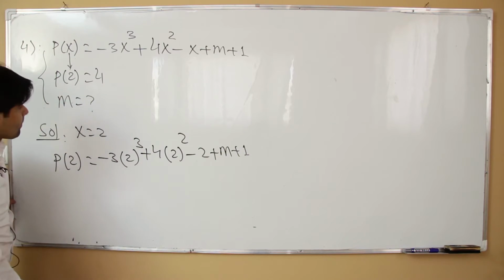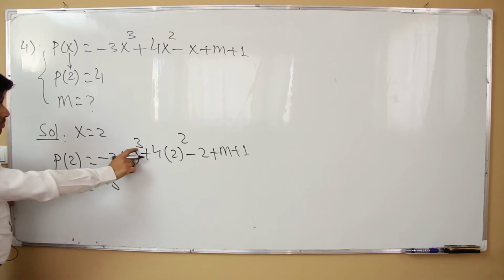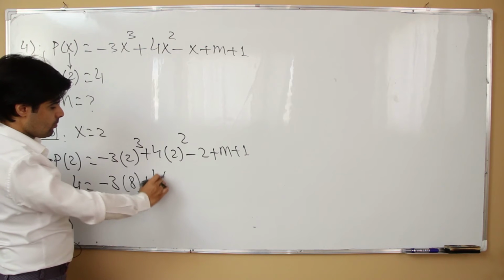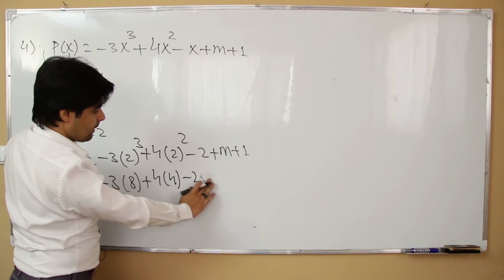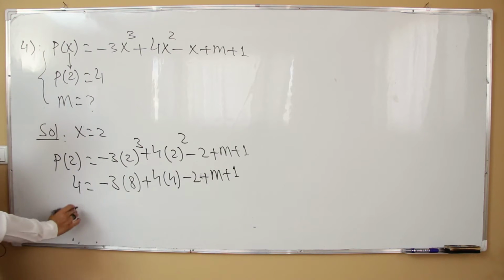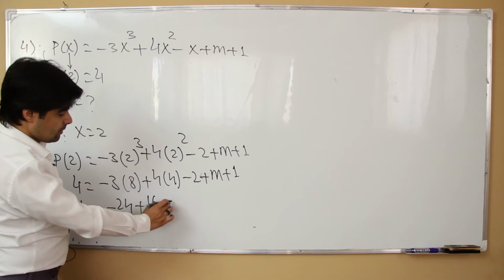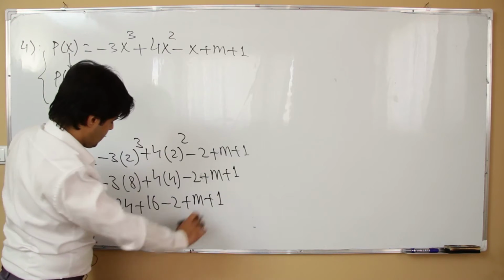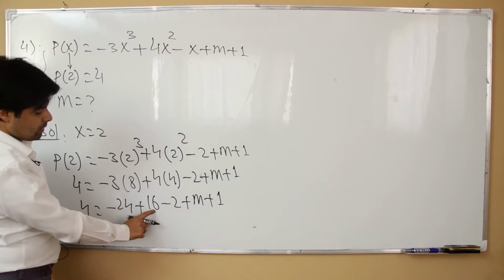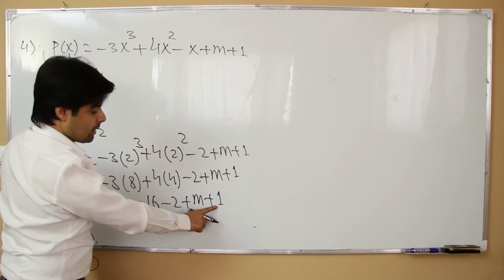Am I right or not? Yes. Now, what is P(2) given as? P(2) is given as 4. Minus 3 times 2 to the power 3, it is 8, plus 4 times 2 to the power 2, it is 4, minus 2 plus m plus 1. 3 times 8 is 24, plus 4 times 4 is 16, minus 2 plus m plus 1. Minus 24 with minus 2, it's minus 26. Minus 26 with plus 16, it is minus 10. Minus 10 plus 1, it's minus 9.